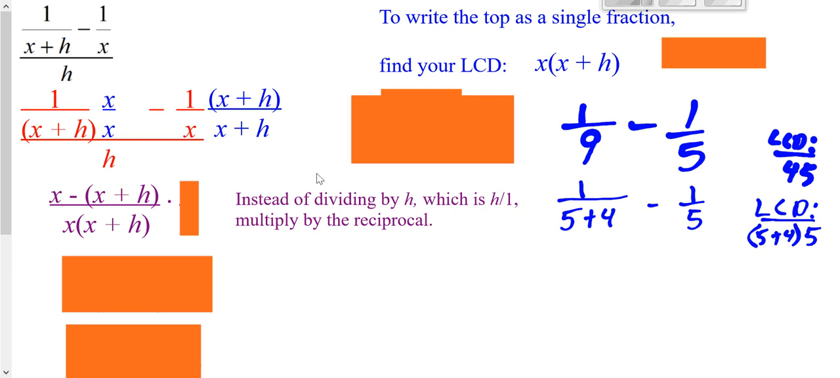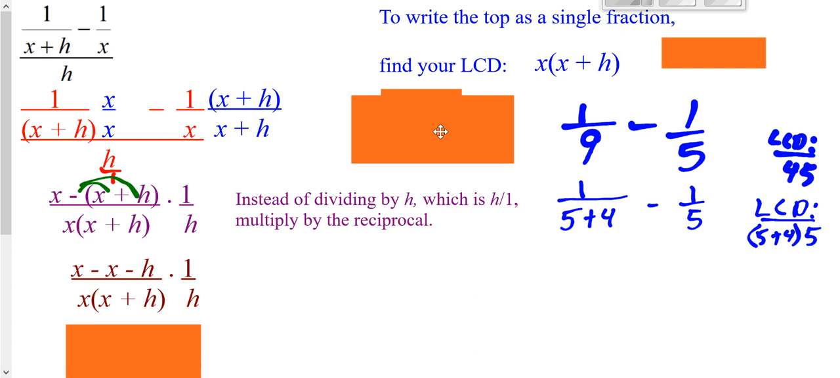Now, remember, we're actually dividing by a fraction here, h over 1. But instead of dividing by a fraction, we can multiply by the reciprocal, and the reciprocal of h over 1 is 1 over h. So on the top up here, we could go ahead and distribute this through. We could combine like terms. Notice we have an x minus an x.